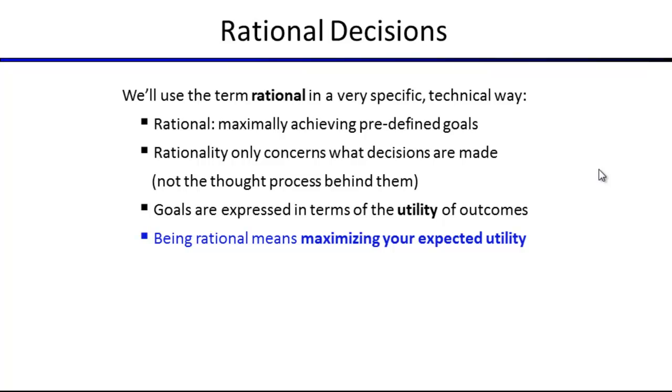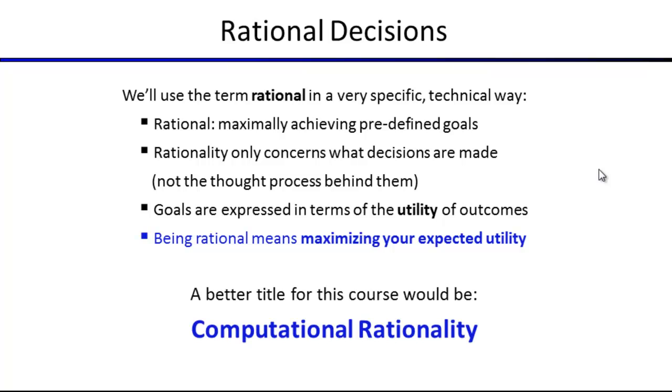Mathematically, how this will be formalized in this class is by maximizing your expected utility. And we'll look at this in a little more detail, but really maximizing your expected utility is what this class is about. And so, while you think it's artificial intelligence, really it's about computational rationality, getting computation to act rationally for you.